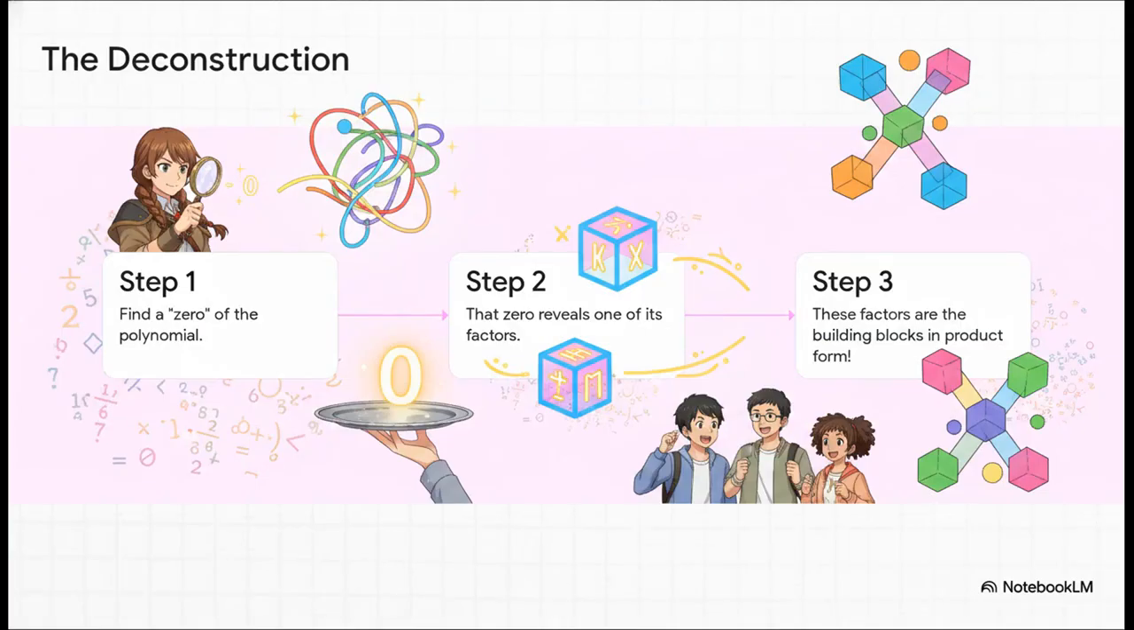So really, it all boils down to this simple 3-step process. Step 1, you hunt for a zero. Step 2, that magic number instantly reveals one of the polynomial's factors. And finally, step 3, once you have those factors, you've successfully taken apart the original structure, deconstructing it right back down to its core components.